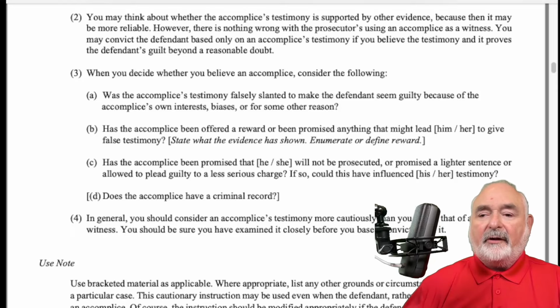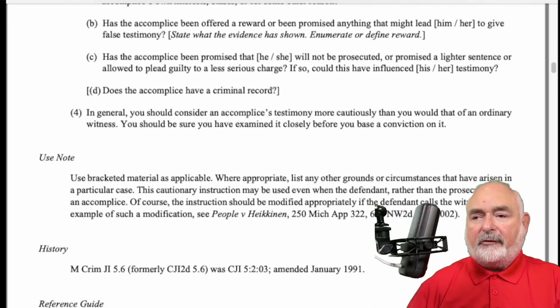So in general, you should consider an accomplice's testimony more cautiously than you would that of any other ordinary witness. Now, one thing I want to talk about real quickly here is what happens in the real world when you have an accomplice, someone like Katie Maggs in the Adelson case. And when the guy gets up and says, you are doing this to get out of prison, no, I wasn't promised anything.